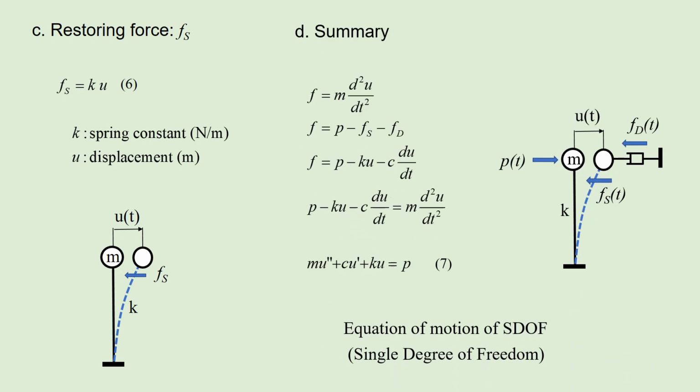In summary, put all these forces into the basic Newton's second law. The left side F equals P minus Fs minus Fd. Then we get m u double dot plus c u dot plus k u equals P. This is the equation of motion of SDOF, the single degree of freedom model.